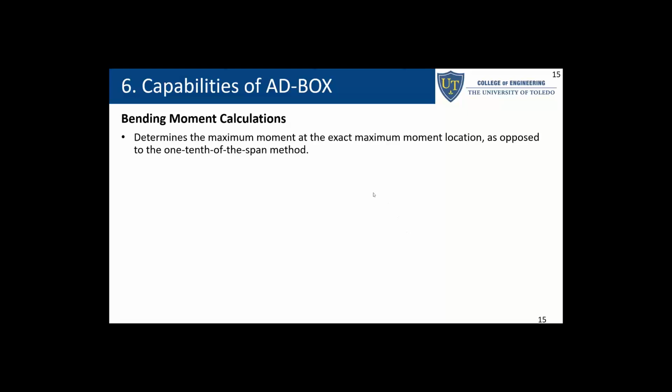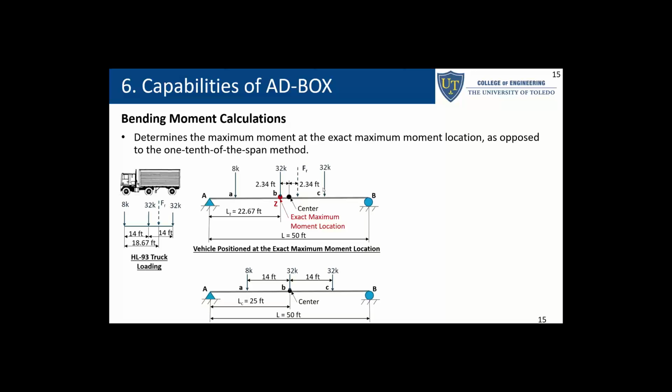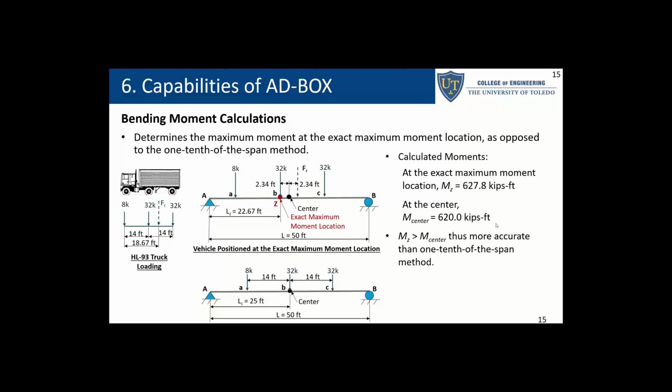ADBox calculates bending moments at the exact location of the maximum moment rather than using the 1/10 of the span method. We can see in the figure, when we move the design truck HL93 along the span of the beam, the red circle indicates the exact maximum moment location, and the black circle represents the center. We can see that the exact maximum moment location has a larger moment value compared to the center, which indicates that the exact maximum moment location method calculates a more accurate value than the 1/10 of the span method. So ADBox is developed to calculate the maximum moment at the exact location of the maximum moment.